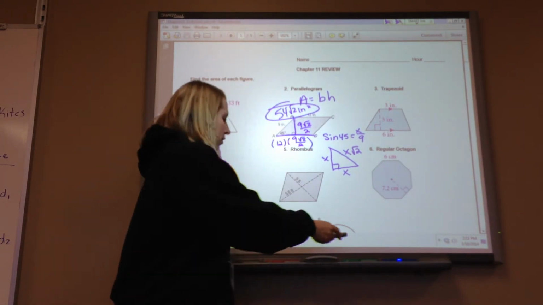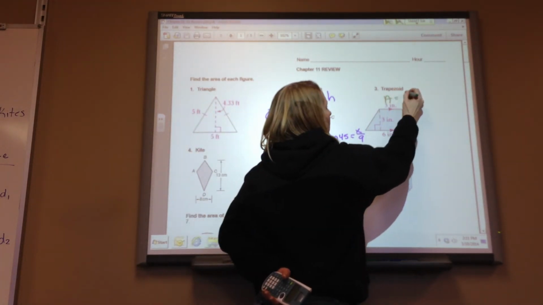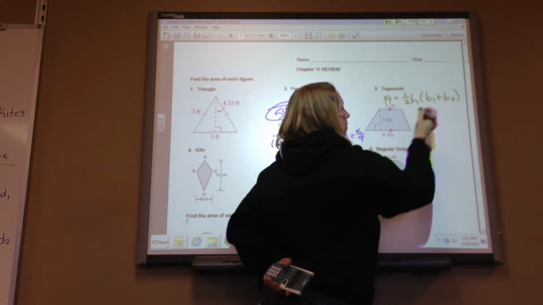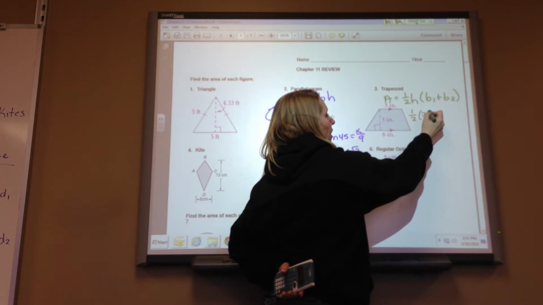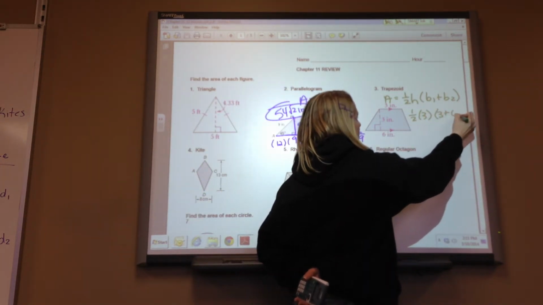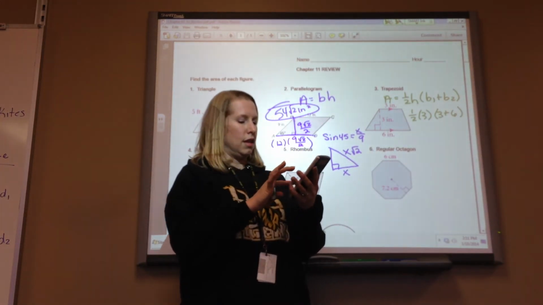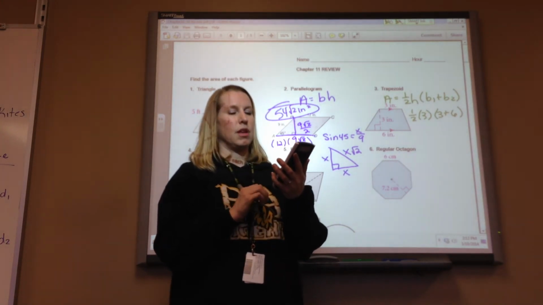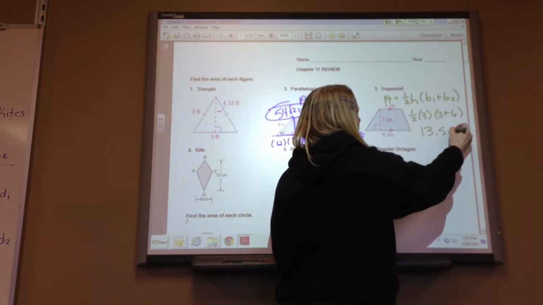Okay, area of a trapezoid. You'll have to do area of a trapezoid on the test. So area is 1/2 height times base 1 plus base 2. So 1/2 the height, the height is 3, times base 1 plus base 2. So you can just type that in your calculator. I got 27 over 2 or 13.5 inches squared.